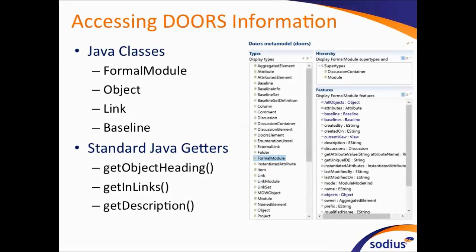So, accessing DOORS information. There are a set of Java classes that represent those DOORS types. There's a Java class for a formal module, an object, a link, a baseline, a link module, a view. Anything that conceptually you think of as an element in DOORS has an equivalent Java class. To access that information, we're just going to use the standard getter. So here I have a formal module selected, and for any formal module I could say get description, get current view, get the baselines, get created on, created by, get the name, etc. And for an object, I can say object dot get heading, get in links, get description.